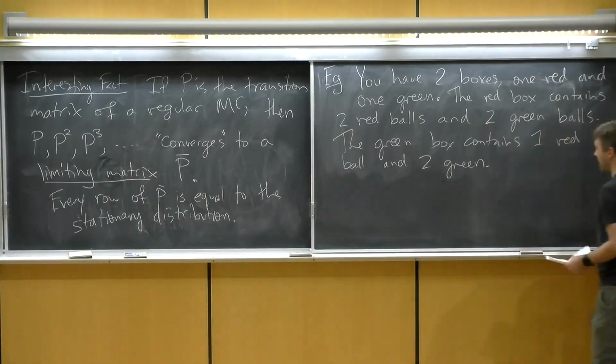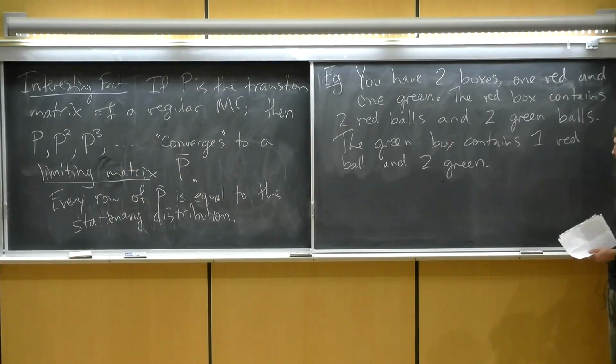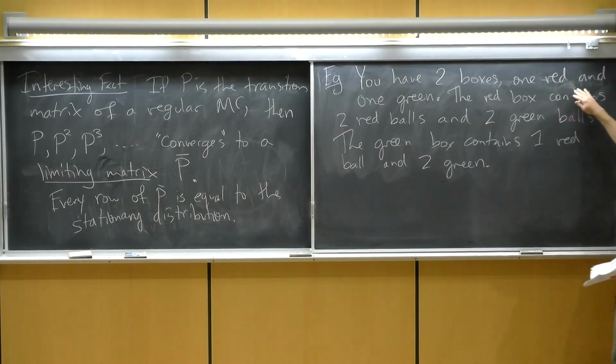Okay, I'm going to do an example now that puts together a lot of different things. We're going to do a word problem, turn it into a Markov chain, and then analyze the stationary distribution, limiting matrix, and stuff like that. Okay, so here's the setup. You've got two boxes. One of the boxes is red. One of them is green.